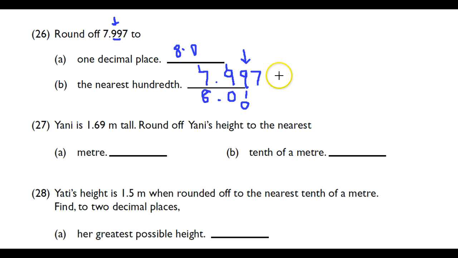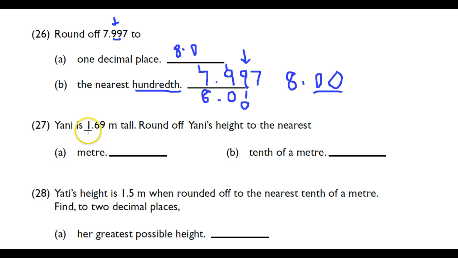8.00. Why is it 8.00? Let me just rewrite again. The answer is 8.00. Why? Because your answer got to be in the hundreds. Nearest hundreds, it has got to be 2 decimal places.